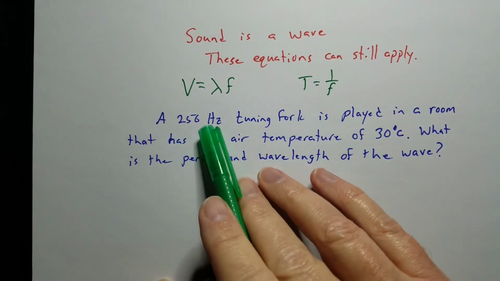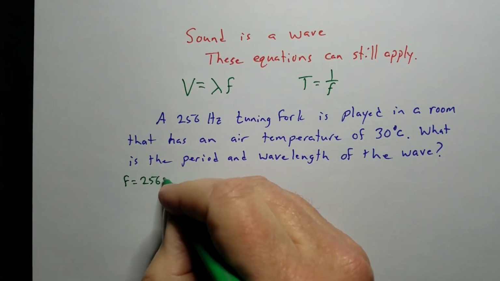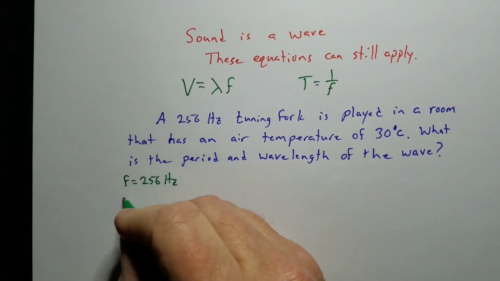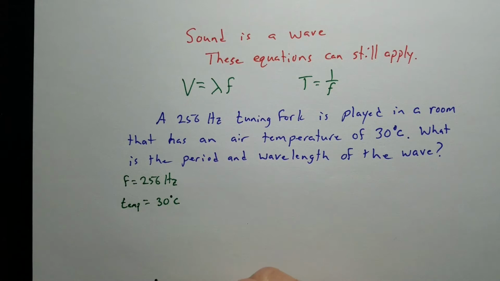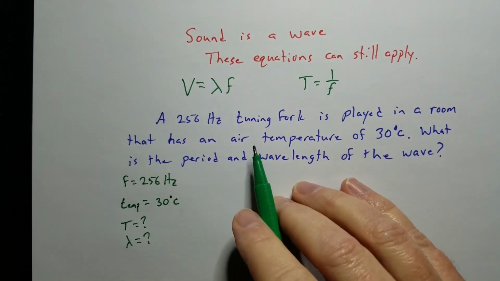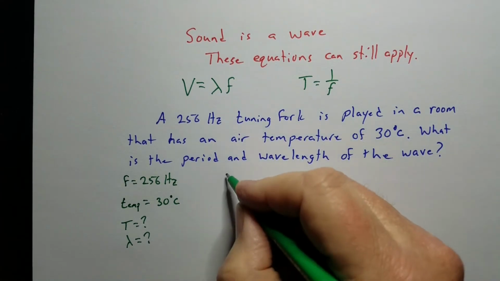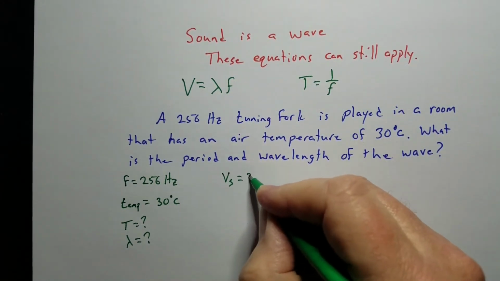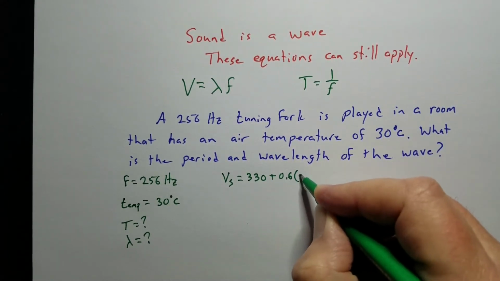All right, so hertz, that's the frequency. So our frequency is 256 hertz. We have a temperature of 30 degrees Celsius. And we want to know the period and the wavelength of that wave. Okay, so the first thing is I've got a sound wave because it's coming off a tuning fork, and I got a temperature. So the very first thing I want to do is figure out the speed of sound at that temperature. So 330 plus 0.6 times degrees Celsius.